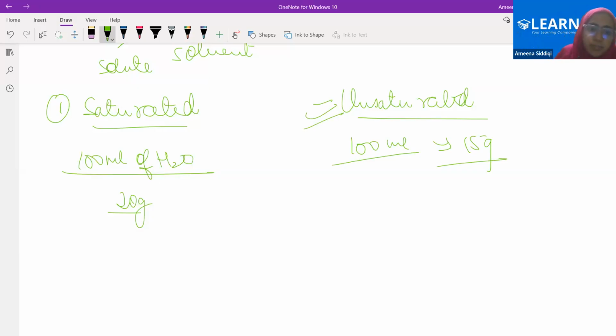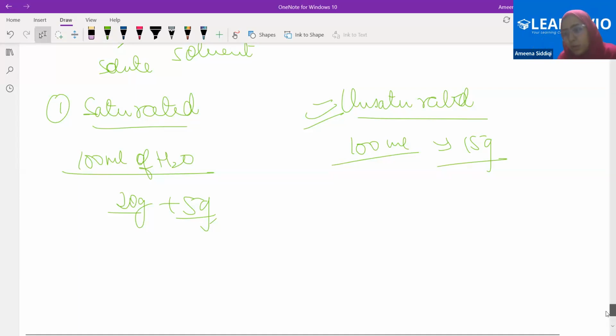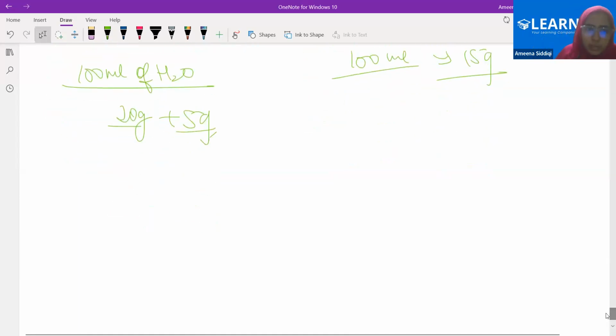Now see what happens. If I add 5 grams extra salt here, will that salt be dissolved in water? No. It can be added, but it will not get dissolved. At times, you must have seen we keep mixing the salt or the sugar in water, but it does not get dissolved. Why? Because there is saturation of that much amount of water. If you add more water, it will get dissolved.